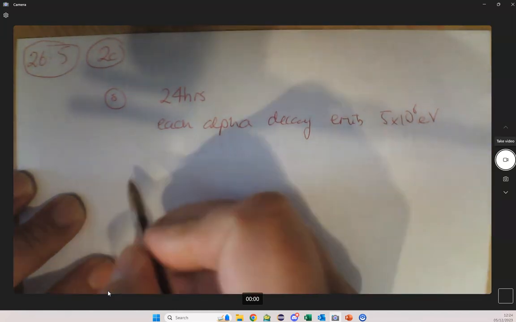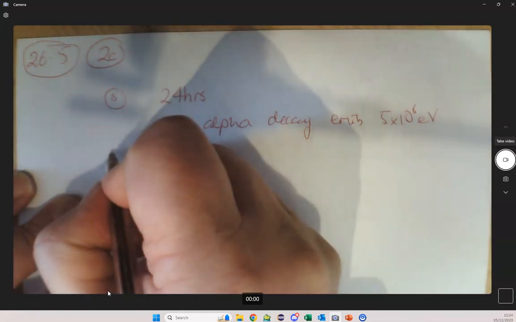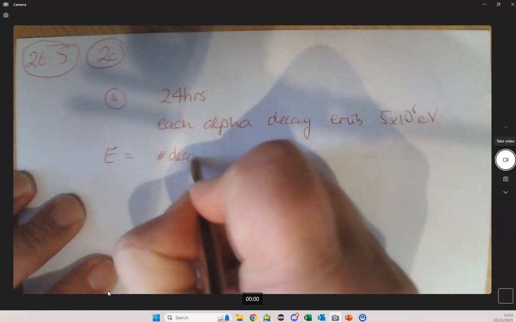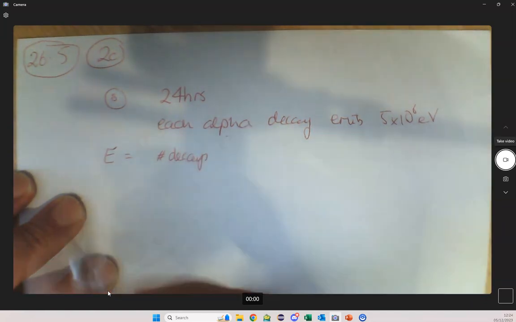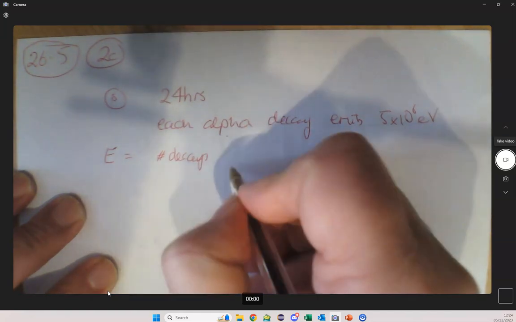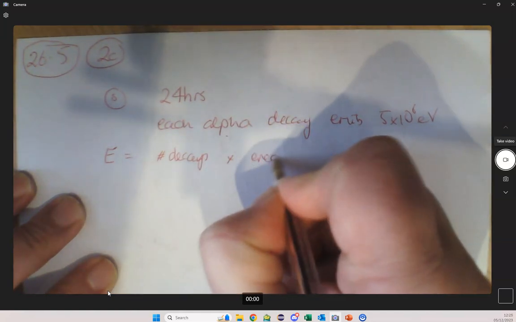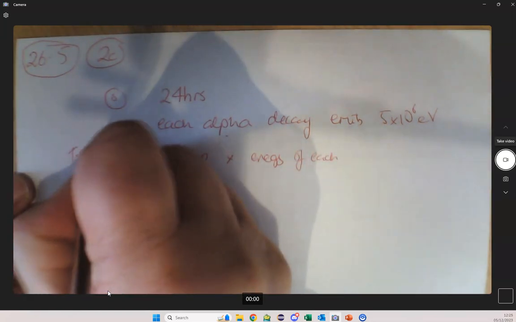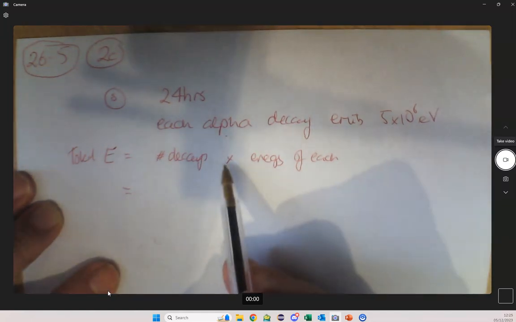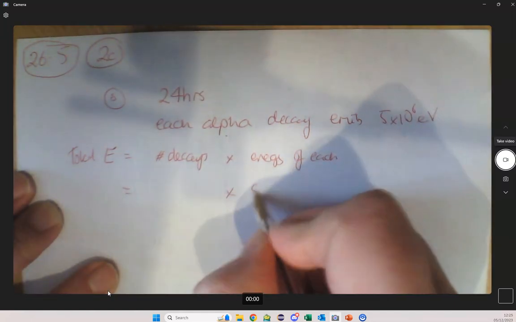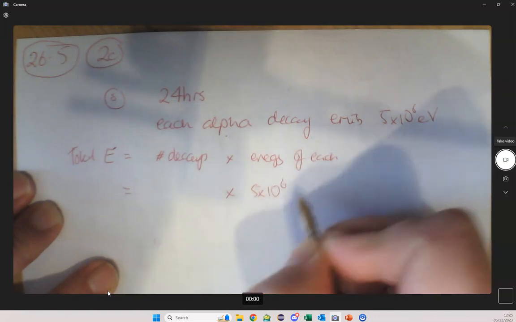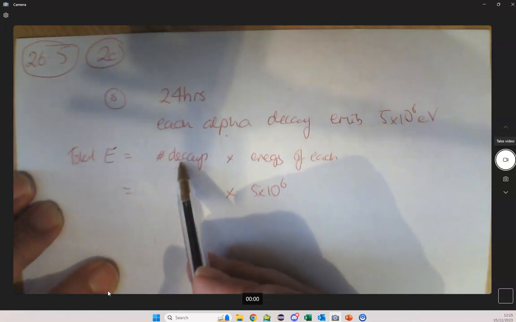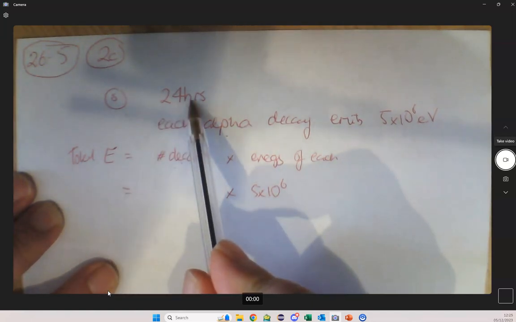Now, to work out the total energy it emits, the total energy is going to be the number of decays, or the number of emissions of alpha, or however you think of it, times by the energy of each. So, they've given us the energy of each decay. So here we know 5 times 10 to the 6 electron volts. But the question is, how many decays were there in this source within 24 hours?